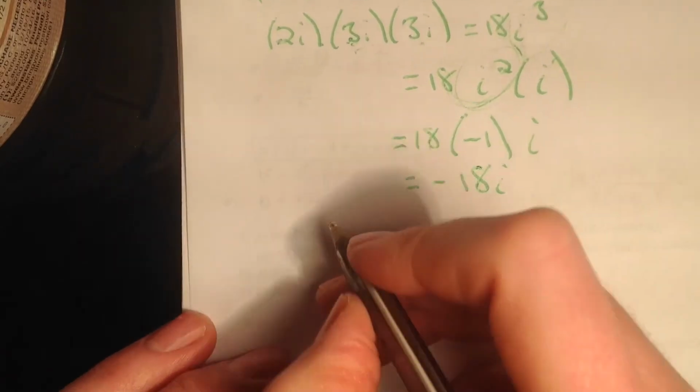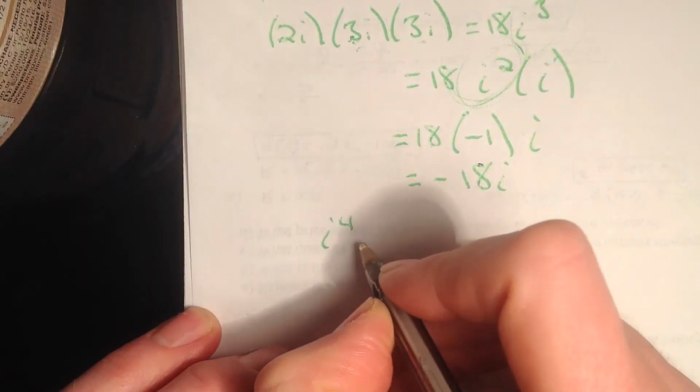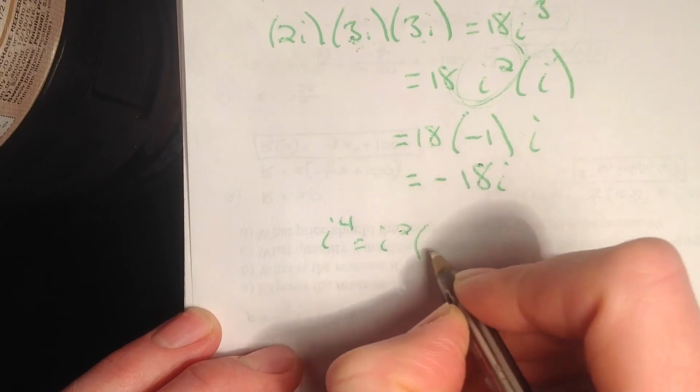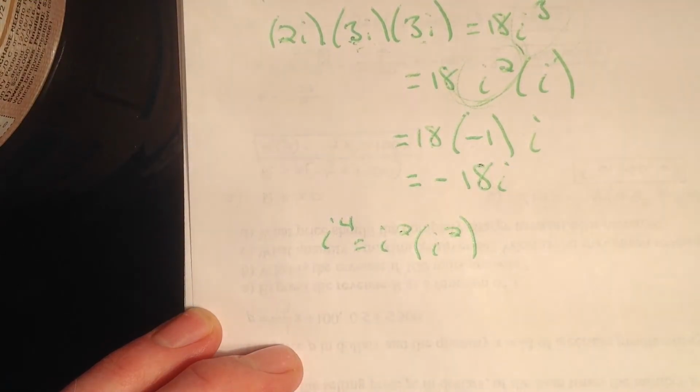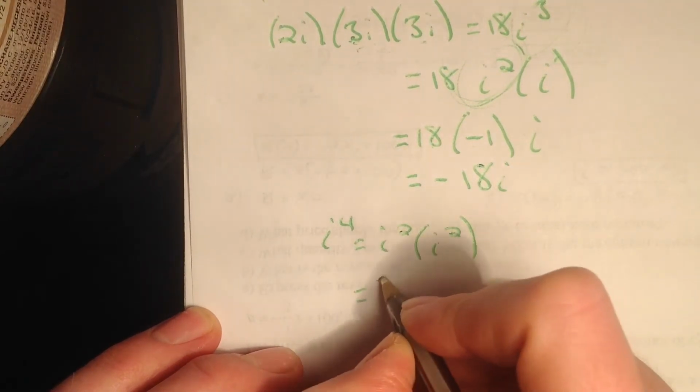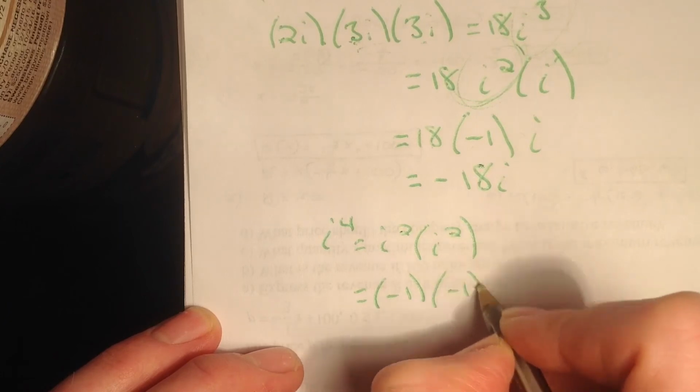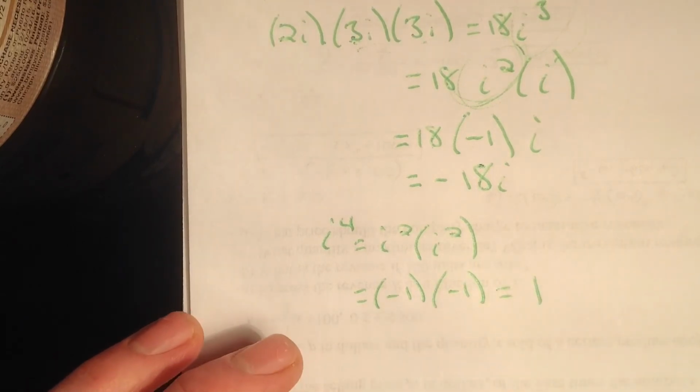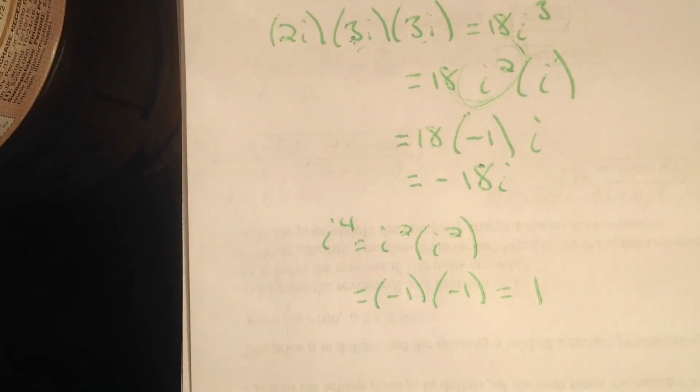So for example, if I have i to the 4th, I would say that's i squared times i squared, which is -1 times -1, or just 1. So i to the 4th is actually the same thing as 1.